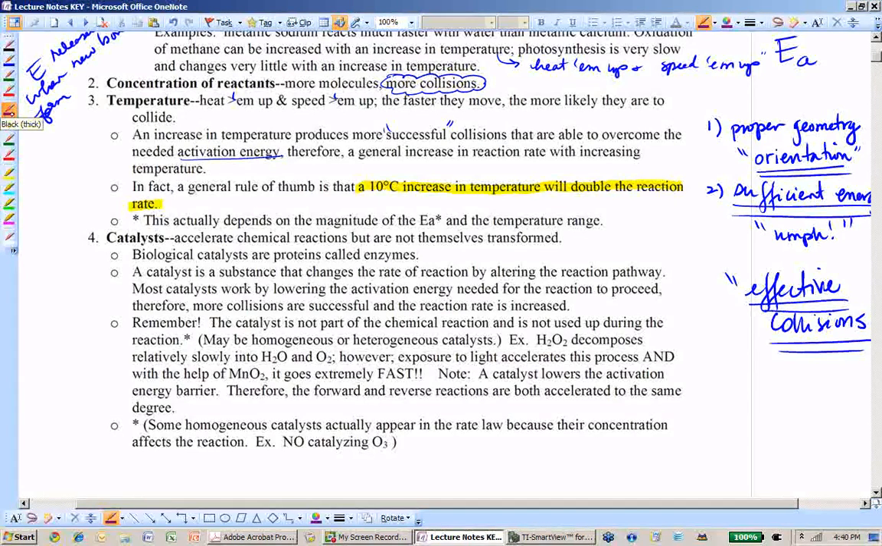So that's important. And this does have a little bit of a caveat: it does depend on the magnitude of the activation energy and the temperature range. We can't get insane about this, because if we get into super high temperatures, we may be melting things, which means all bets are off. You change the states, or we may be decomposing things thermally, stuff like that. But in room temperature kinds of conditions, in laboratory conditions, if you increase something by 10 degrees Celsius, a reaction that's going on in a beaker, then it's going to effectively double the reaction rate.